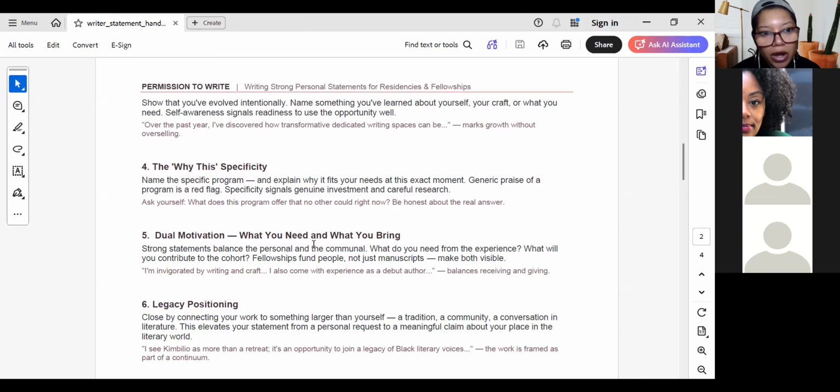This was from one of my artist statements where I said, I'm invigorated by writing and craft, and I also come with experience as a debut author. Right now, your thing might be something else. But one thing that I feel like I've added value to these residencies is because oftentimes folks aren't published yet. Or they might have published maybe some articles or short stories, which is great. I'm still trying to publish short stories. So I'm learning from them about how to be a great short story writer, while they are also learning from me because I have had the experience of publishing with a traditional publisher. So.